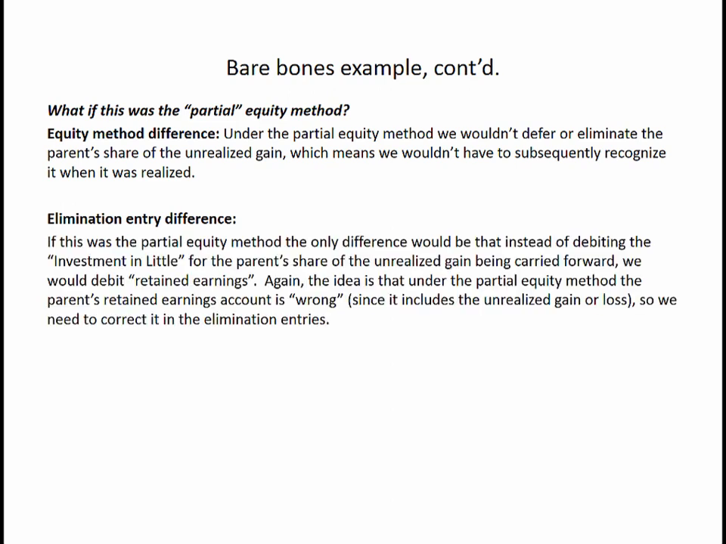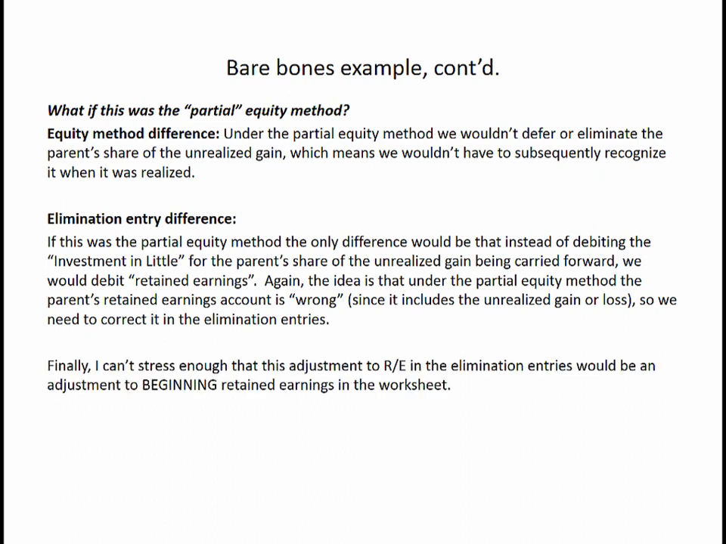As far as our elimination entries are concerned, if this was the partial equity method, the only difference would be that instead of debiting the investment in Little account for the parent's share of the unrealized gain being carried forward, we would debit retained earnings. The idea is that under the partial equity method, the parent didn't eliminate the unrealized gain, which means their retained earnings, their income, was wrong that year. They included an unrealized gain that shouldn't have been there, which means their retained earnings account is wrong. It includes that unrealized gain that shouldn't be there. So we need to correct that erroneous retained earnings balance in the elimination entries.